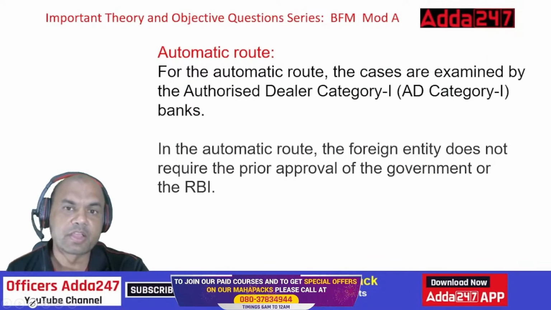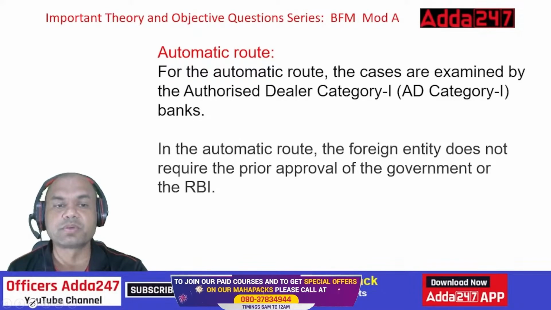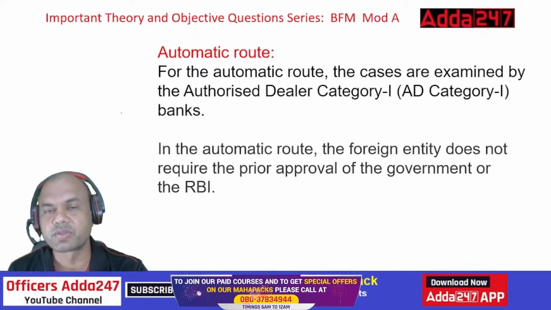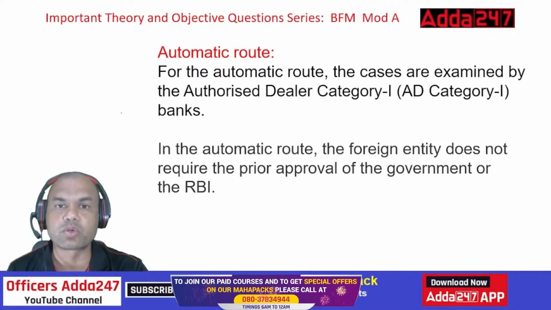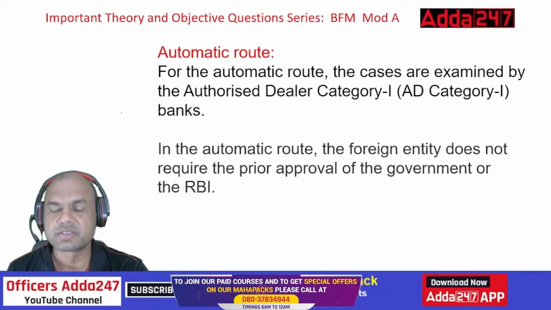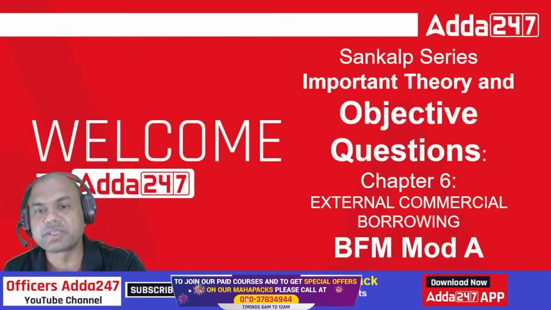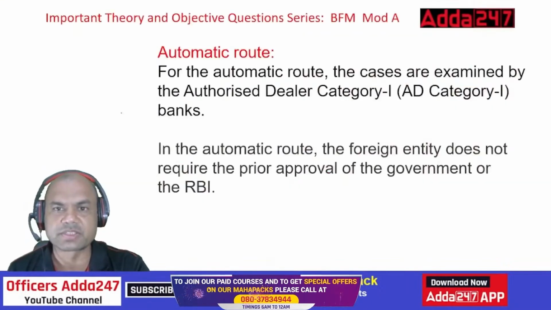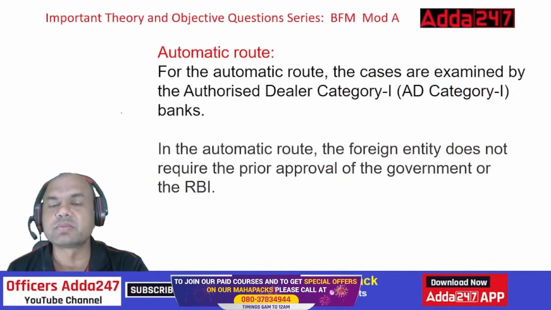So first, the question which always comes to you is this automatic route. There are two routes. One is automatic and second is approval route. Now, what is this actually? See here. The topic is basically ECB, right? External commercial borrowings.